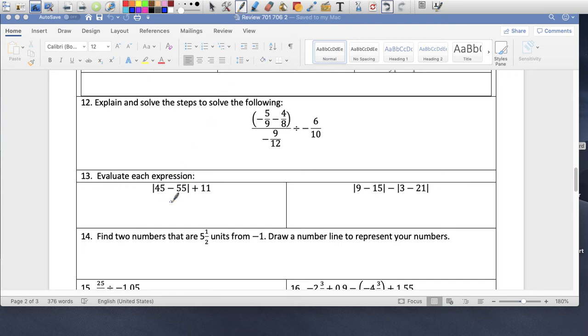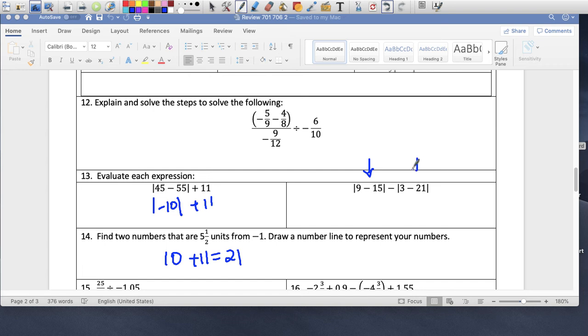We have to find the absolute value first, right? So inside this, do 45 minus 55 in the calculator. 45 minus 55 is negative 10. Plus 11. Now we can take the absolute value. What's the absolute value of negative 10? How far is negative 10 from 0? It's 10, right? So it's 10 units, positive. Plus 11 gives us 21.